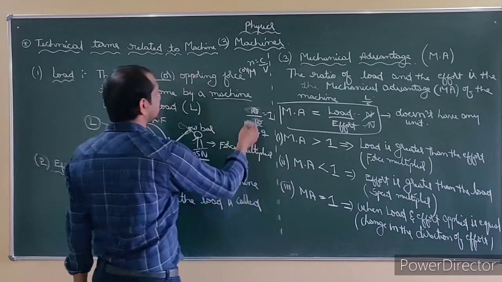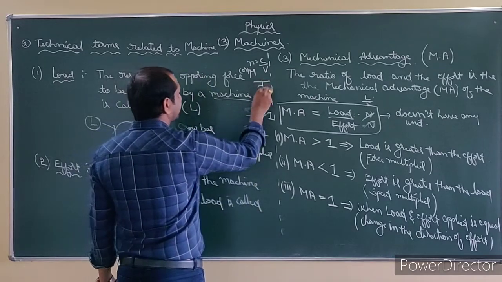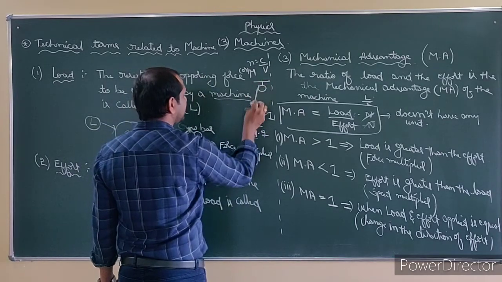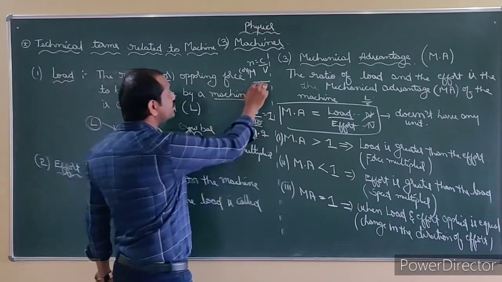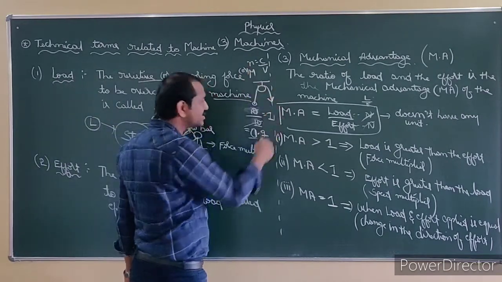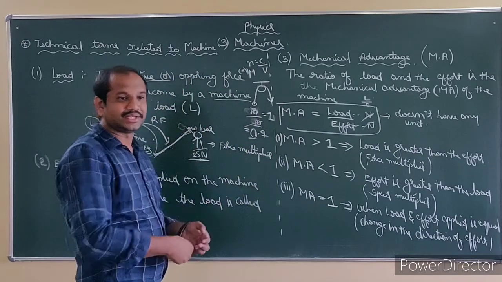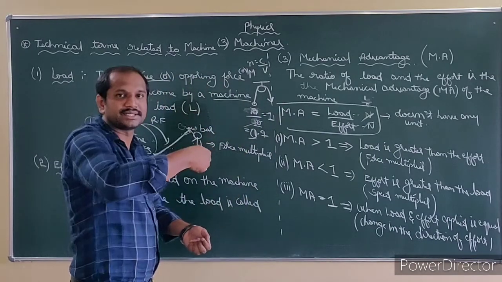See, I hope you have understood. When you use a pulley, what happened? Your bucket will be coming upwards, no doubt. But you are doing the work which was downwards. You are pulling like this. If you pull up, what happens?